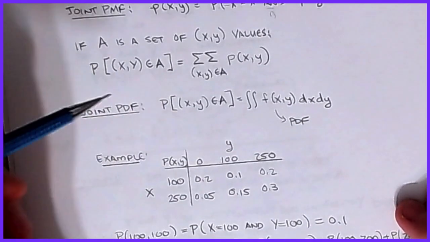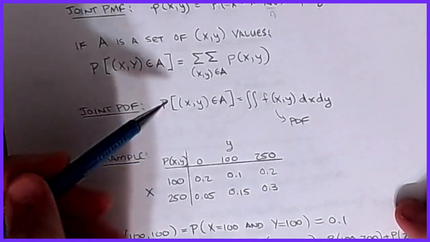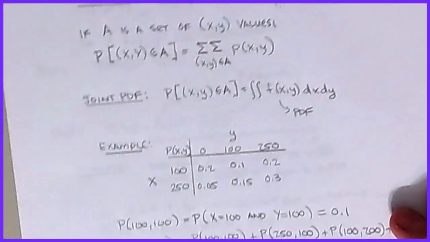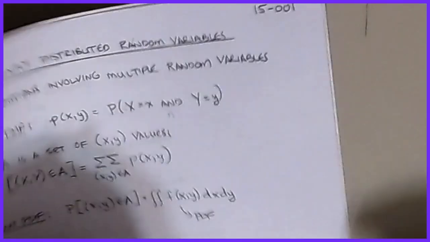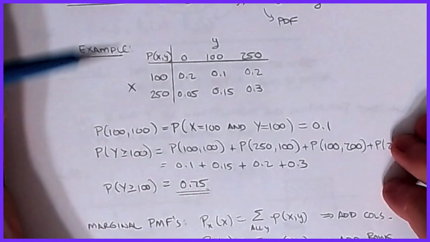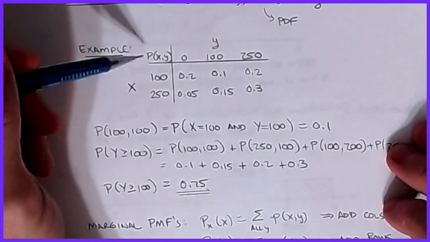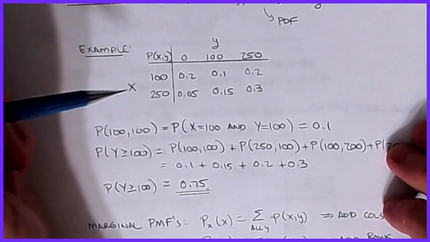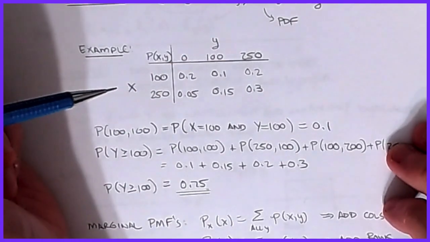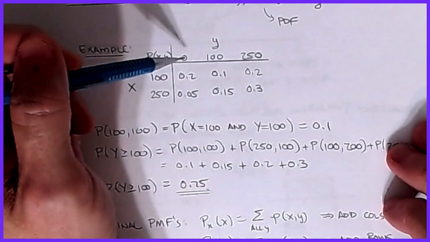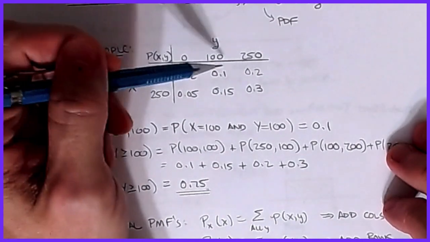Similarly, just for good measure, the joint PDF is the same thing, but instead of the double summation, now I'm integrating over all x and all y. All right, so let's show you exactly what it means, and this will introduce us to some new types of distributions in the process. I've got a simple example here, a jointly distributed variable distribution in which I have an x random variable and a y random variable, and I've assigned values to x and y. So 100 and 250 are my x values, and my y values are 0, 100, and 250.